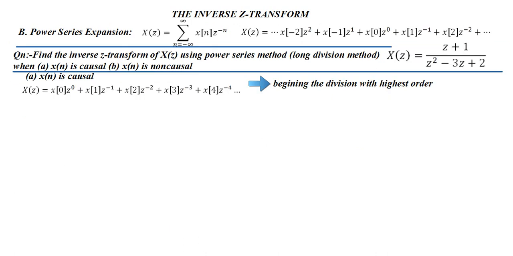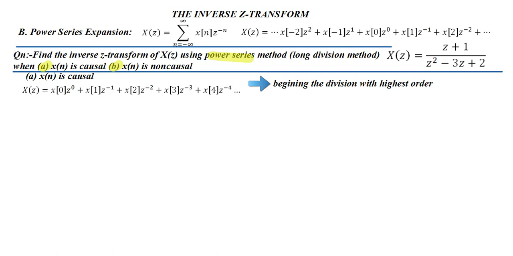Now we will discuss another question. Again here we need to find the z-transform using the power series method. Here the signal is given in terms of z plus 1 by z square minus 3z plus 2. Again we need to consider two cases: x of n is causal, and x of n is non-causal or anti-causal. So we'll start with the first case.